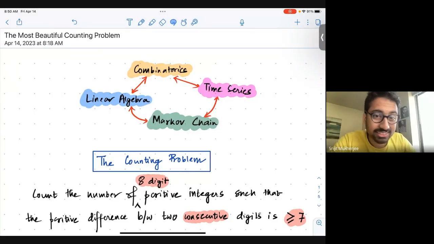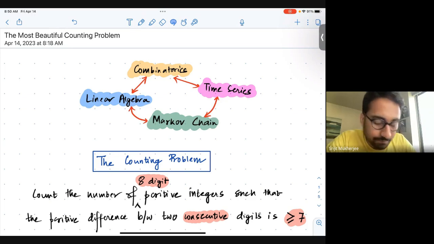Have you ever thought that these four topics written on the screen, combinatorics, linear algebra, time series, and Markov chain, are connected together? That's a question that I pondered upon, and I came upon a problem that can show you the relationships.